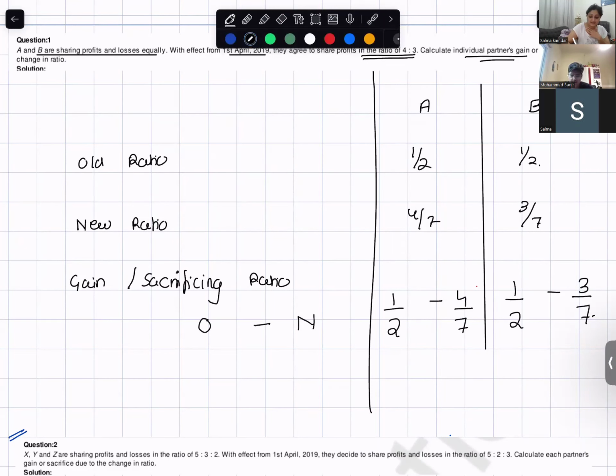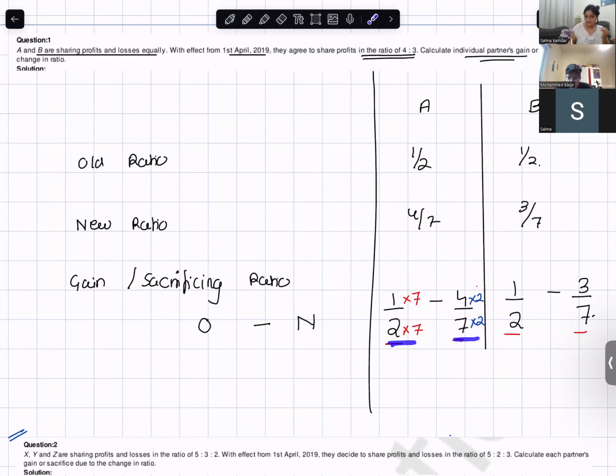We need to make the bases the same, right? Yes, ma'am. Cannot minus because the base is different. So what I will do, I will multiply this numerator and denominator by 7. And I will multiply this numerator and denominator by 2. Are you with me? Yes, so the base will become 14. Are you sure? Yes, ma'am.